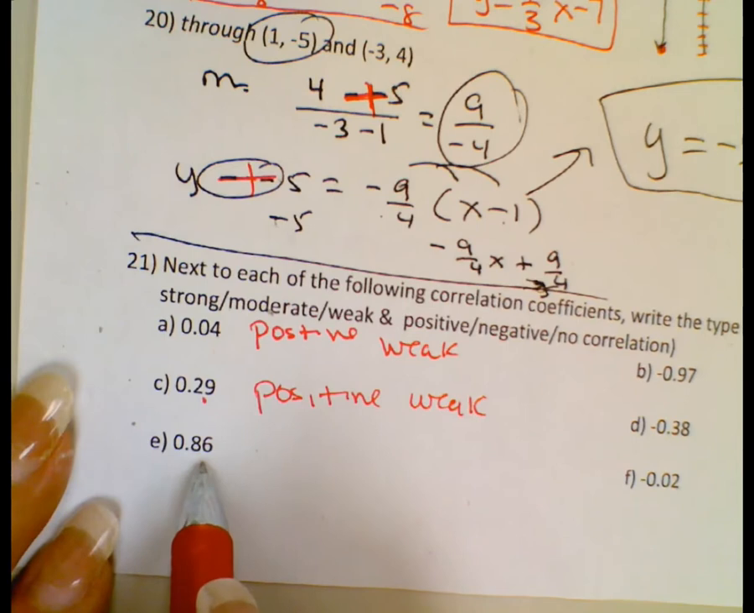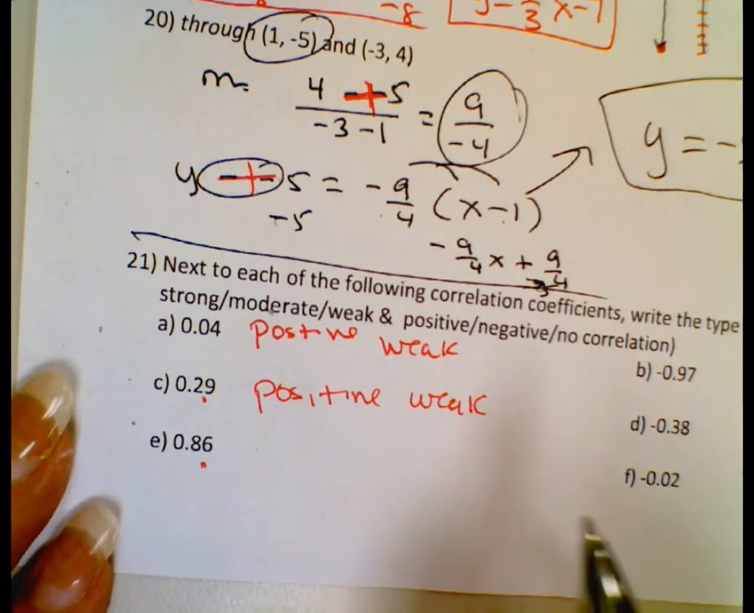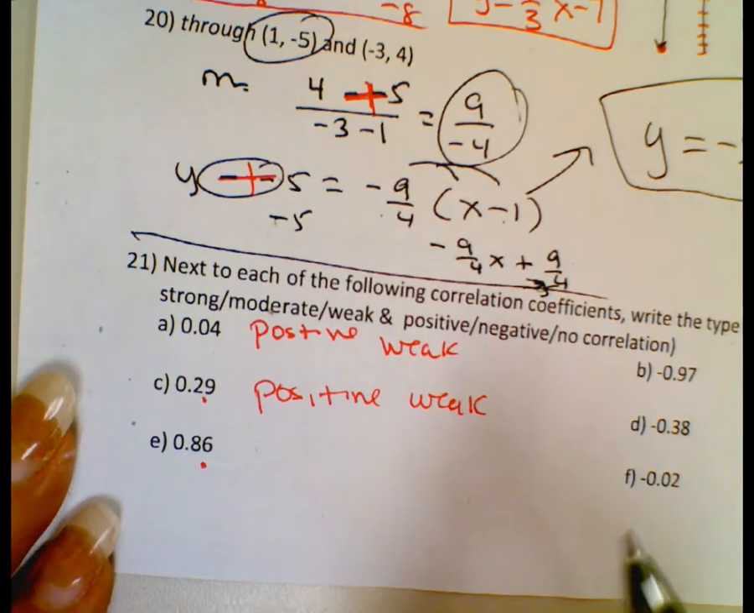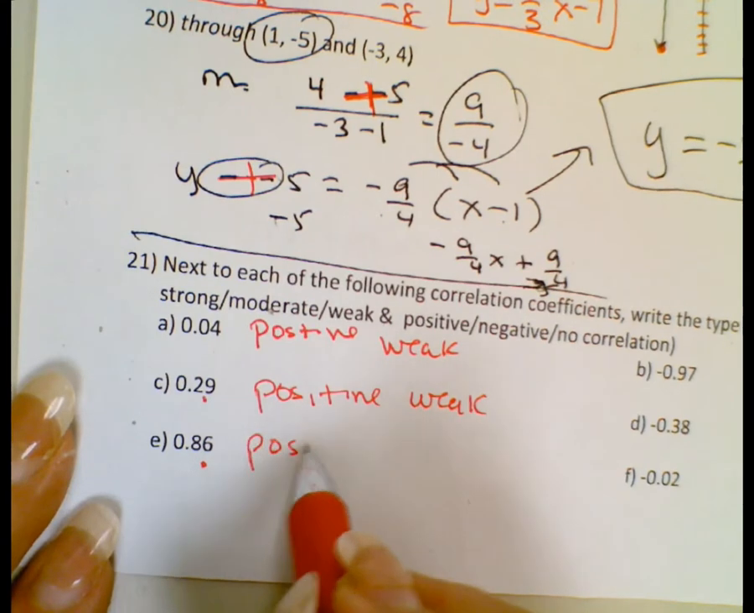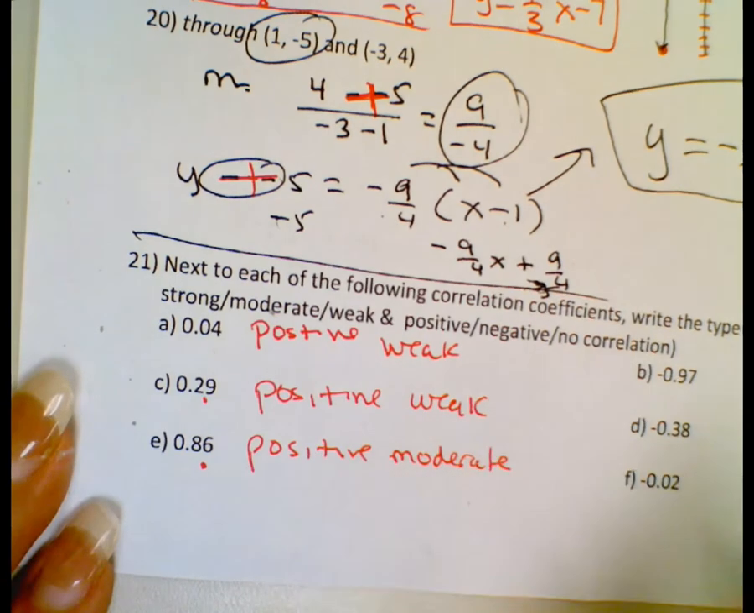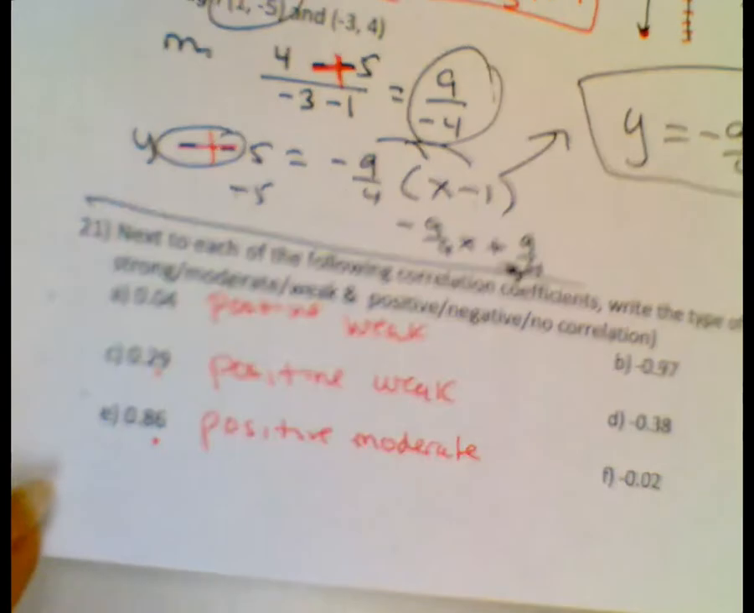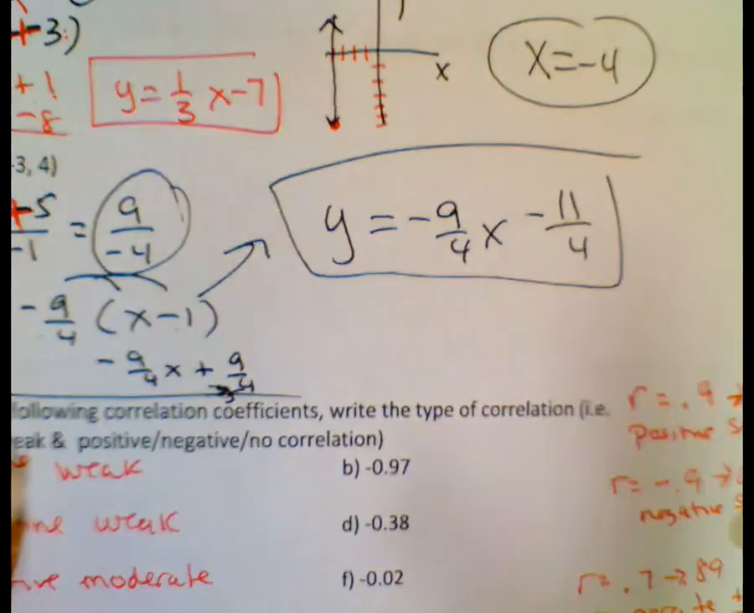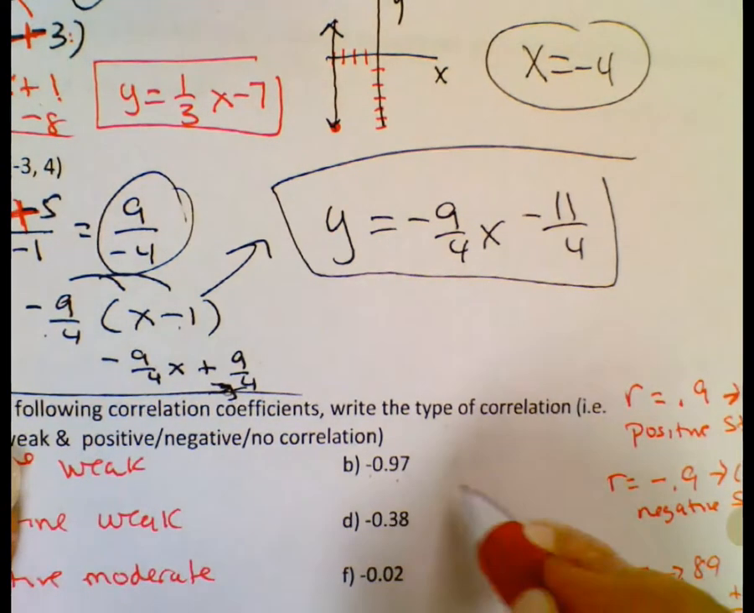Now 0.86, I think of this as 86 cents. That's close to 1, but it's not in the nines. So I'd say it's not bad, it's positive. It's not bad, but it's not great. I would say it's moderate. It's not strong because it's not in the 0.9s. Now here's a 0.97, but it's negative. So you're going to say negative.